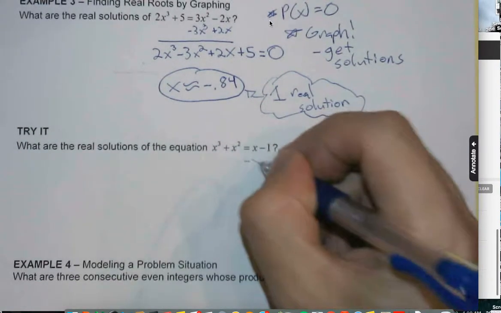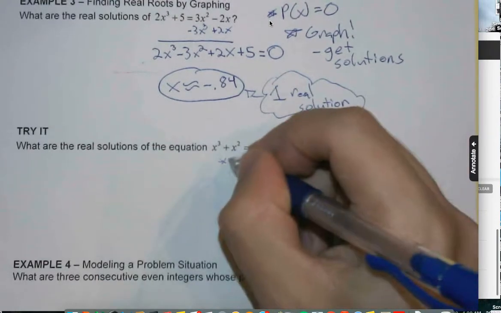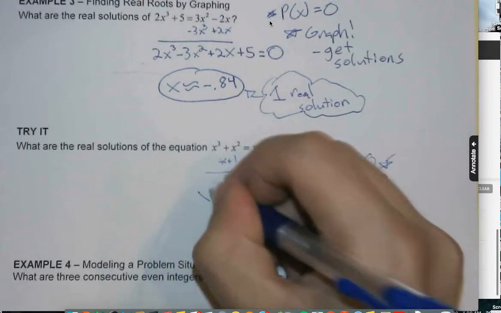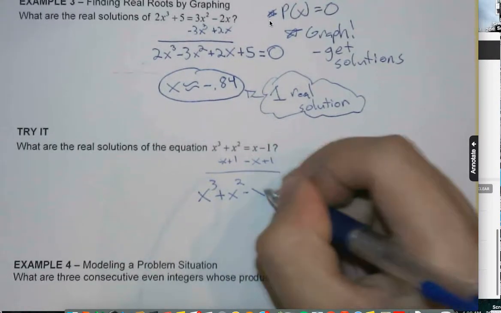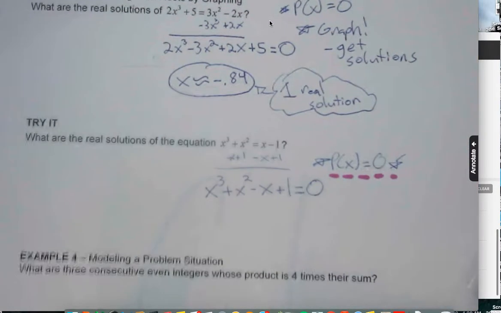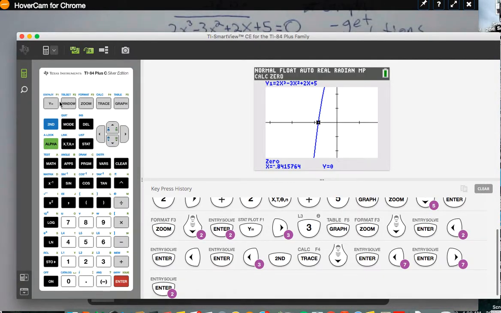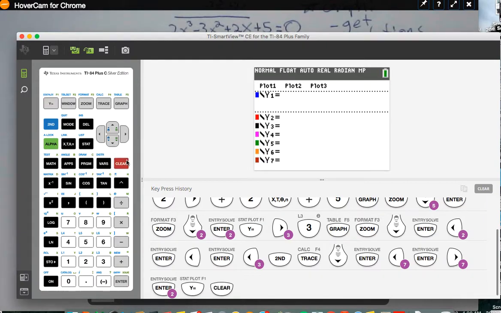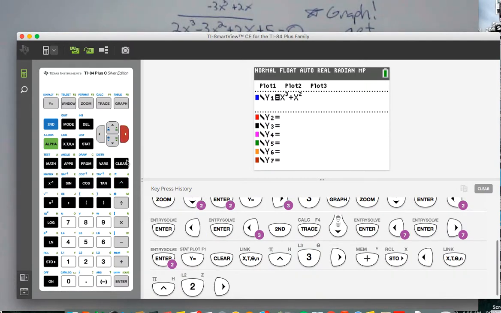So let's move x over, let's add 1. We'll eventually get rid of x here and add 1. So now we have x cubed plus x squared minus x plus 1, and this all equals 0. All right, so let's let this one rip. Let's clear this out. We have x, we're cubing it, we're adding x and we're squaring it, we're subtracting x, we're adding 1.